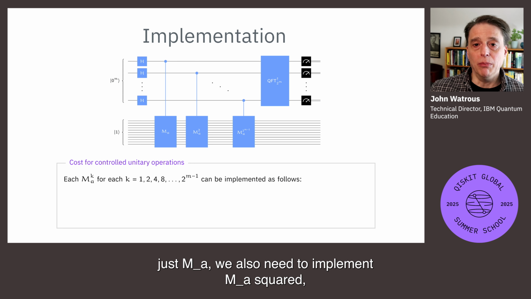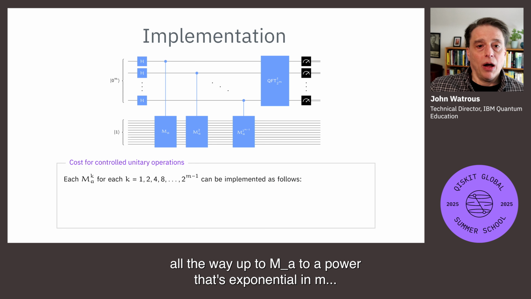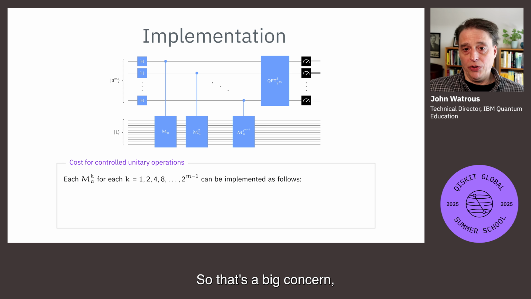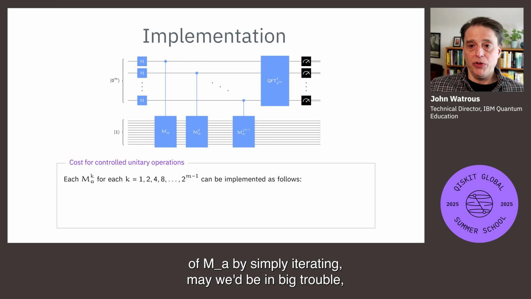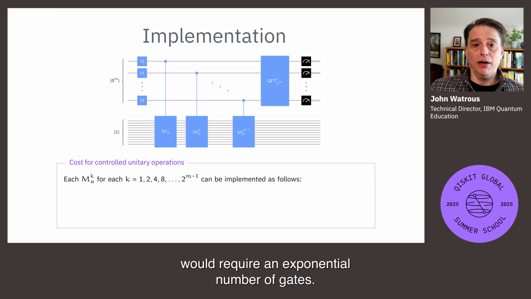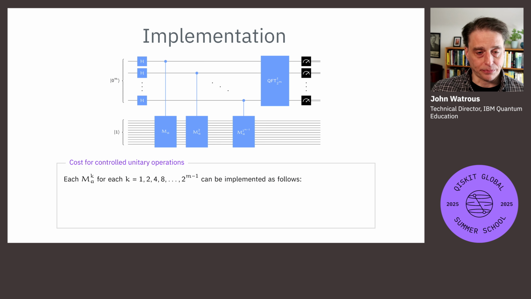It's not enough, though, to implement just MA. We also need to implement MA squared, MA to the 4th power, to the 8th power, and so on, all the way up to MA to a power that's exponential in m, and we need to take m to be linear in little n to get enough precision. So that's a big concern. And if we were to implement powers of MA by simply iterating MA, we'd be in big trouble because all of these iterations of MA would require an exponential number of gates. But fortunately, we can play a trick to avoid this exponential blowup in cost.